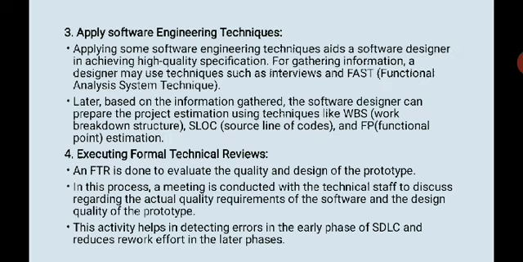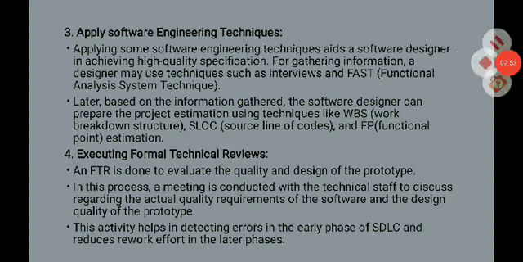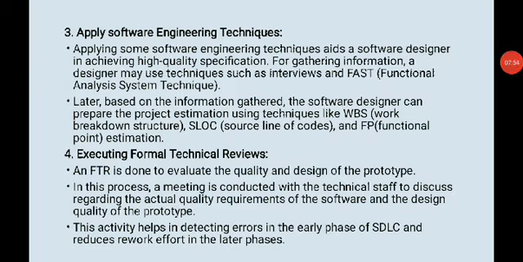Next is applying software engineering techniques. What are the techniques that you apply? Like in high quality specification, for gathering information, a designer may use techniques such as interviews and FAST, that is functional analysis system technique. Later, based on the information gathered, the software designer can prepare the project estimation using techniques like WBS, which is work breakdown structure, SLOC, that is source lines of code, and FP, that is function point estimation.